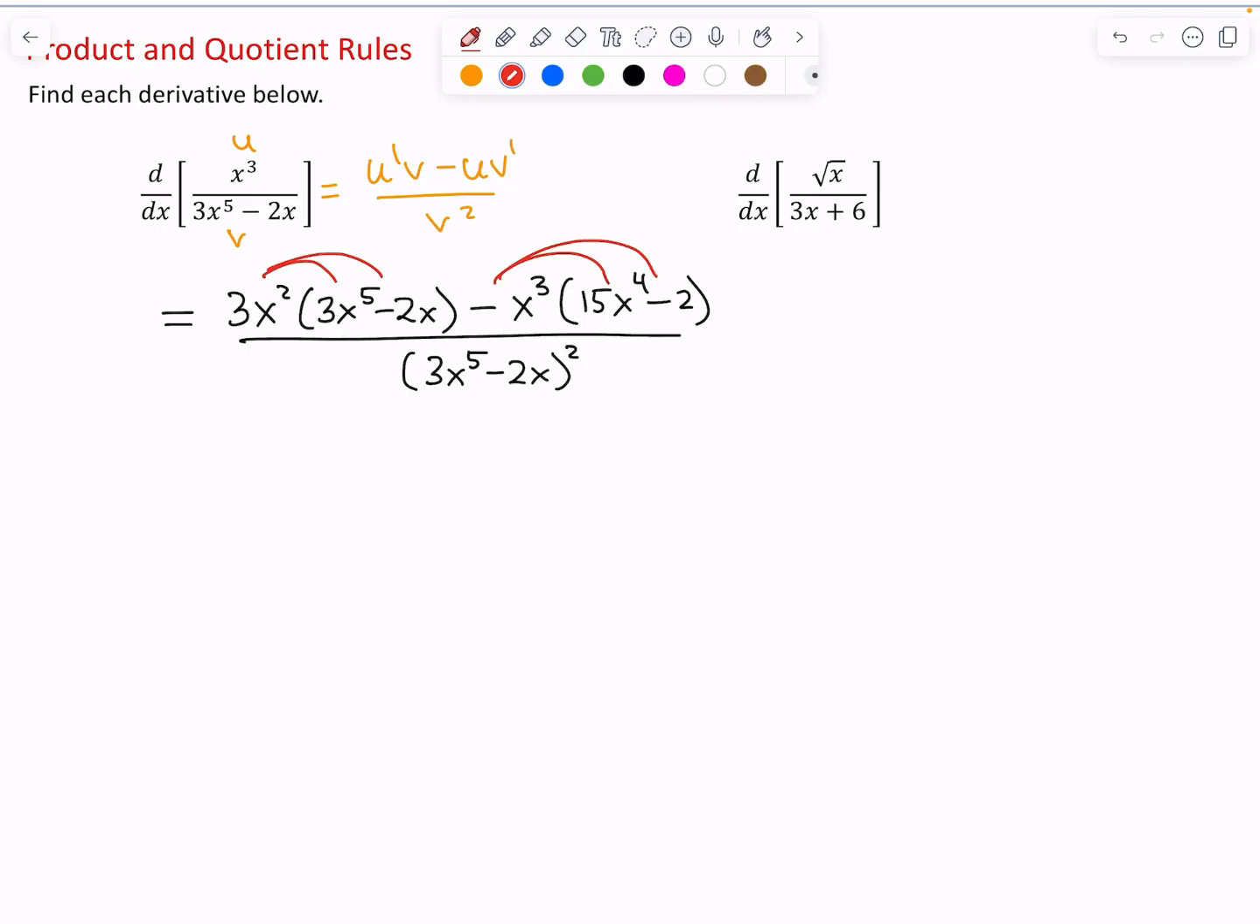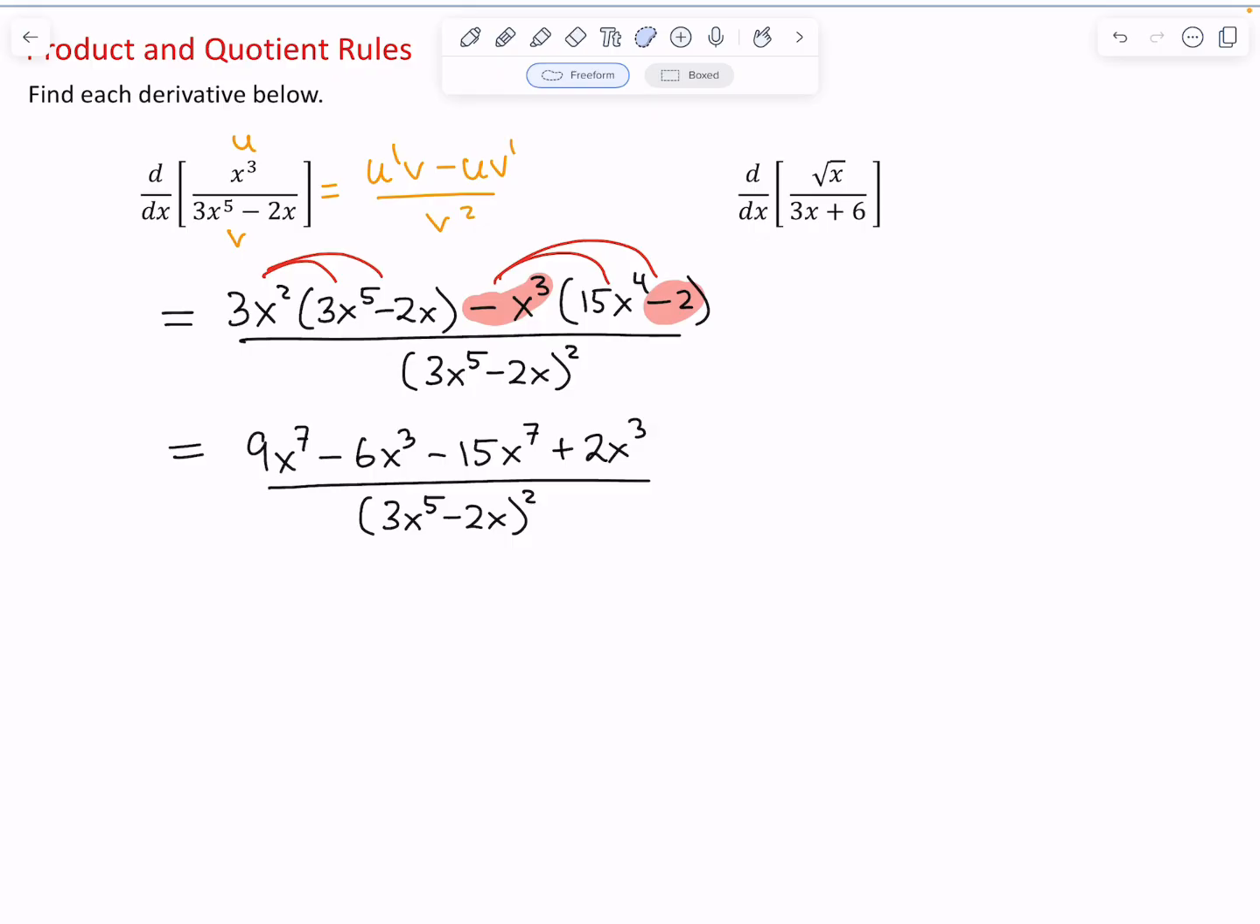So I'll begin by distributing. We have 3x squared times 3x to the 5th. That's 9, and then add the powers, x to the 7. 3x squared times negative 2x will be minus 6x cubed. Now over here, be careful, you distribute the negative with the x cubed. So negative x cubed times 15x to the 4th will be negative 15x to the 7th. And then negative x cubed times negative 2 gives me positive 2x cubed all over that same denominator.